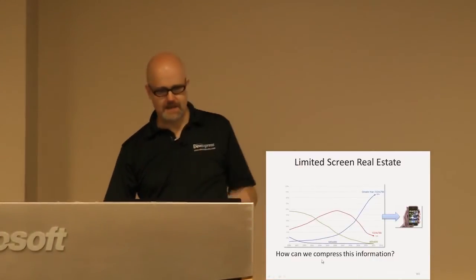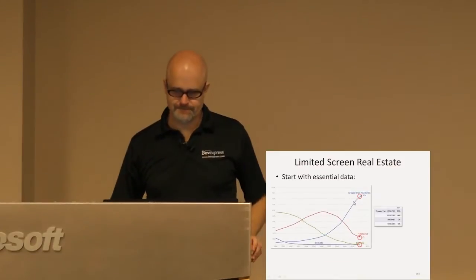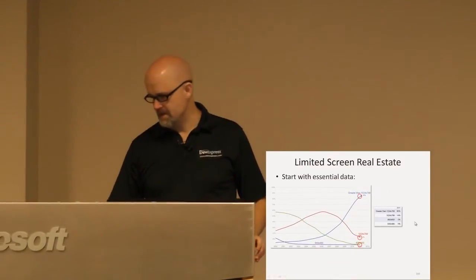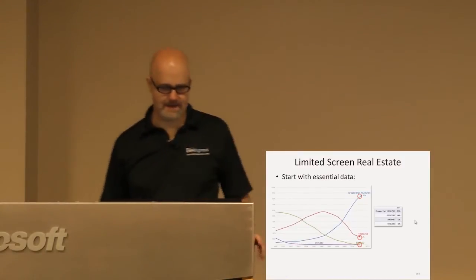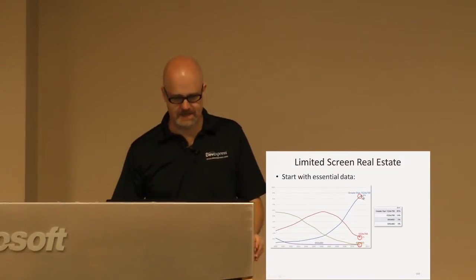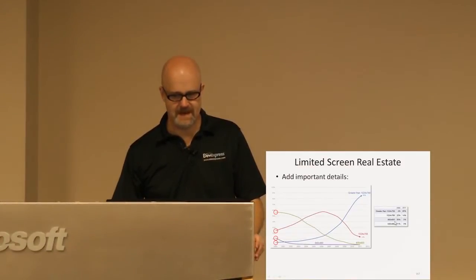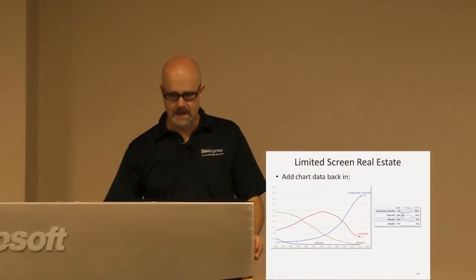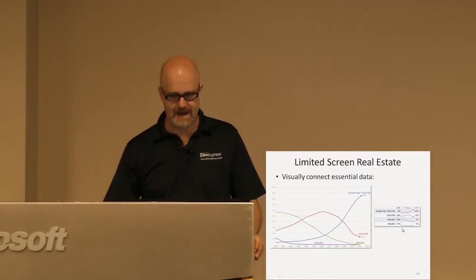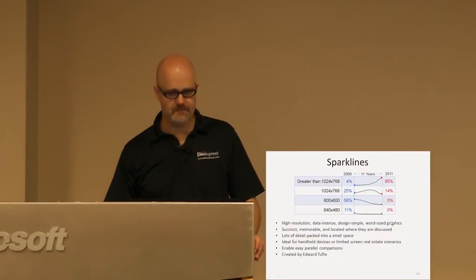Limited screen real estate. So if we want to take lots of data and put it into a small space, this is kind of the set of steps on how we could do that. The suggestion is to start with the essential data. The most essential data is the most recent data, so you can put that down there, and then add important details. Here we have 2000 and 2011, and here are the different pieces from the slide we saw. Then you can put the chart data back in, so we can put the span in there like that. And then you can visually connect the essential data. I can put a little dot at the end and color code these, and do the same on this side as well. So you can see, oh, this goes from 4% to 85%, and this goes from 25% down to 14%. I'm taking all this data and putting it down into 4 lines of text.